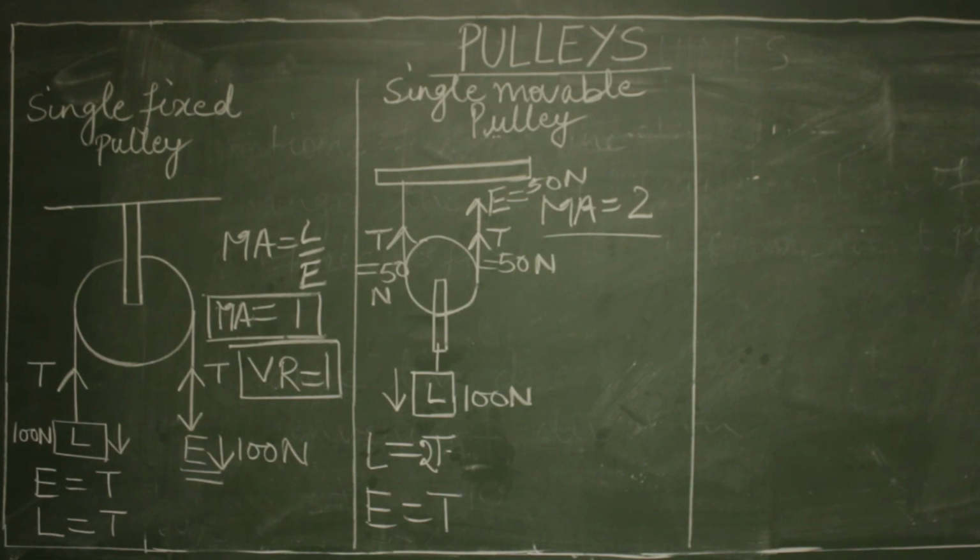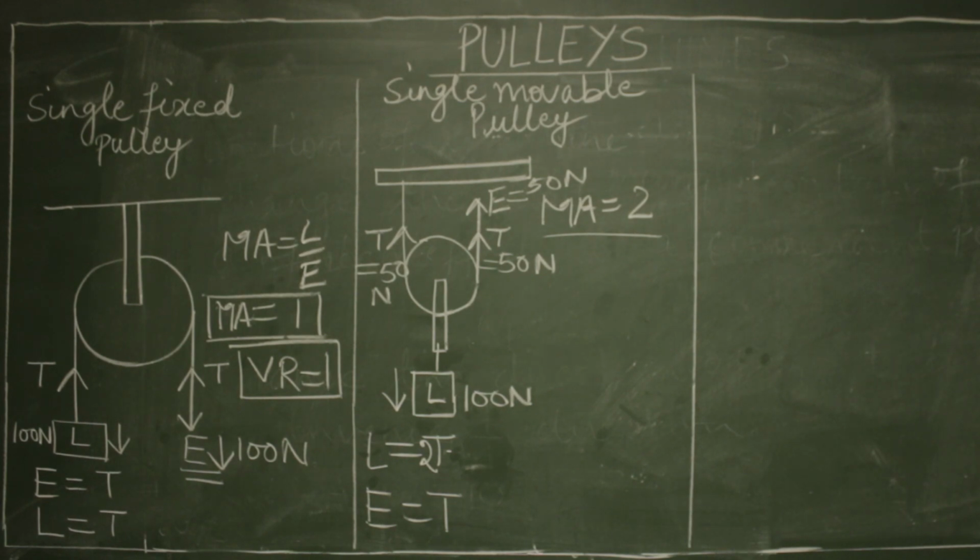I repeat, children, this is the ideal situation where we are considering that there are no losses taking place due to friction or any other reason. But in actual practice, the mechanical advantage of a single movable pulley will always be less than 2, but definitely greater than 1. That means in any case it will give us advantage in force.